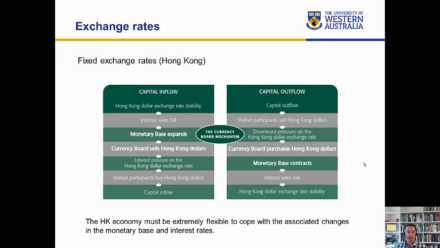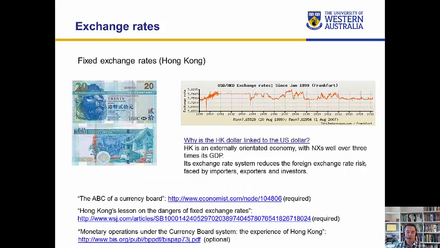Now, with a fixed exchange rate system, such as Hong Kong, what I've got here is this graph from 1999 through to about 2015. You can see the value of the Hong Kong dollar. And so the Hong Kong dollar over this period was fixed, but what I'm trying to say is that there are minor fluctuations in the value of the Hong Kong dollar over this period. The fluctuations on the left-hand scale are not large, but there are some fluctuations.